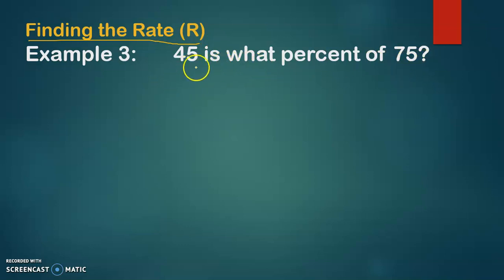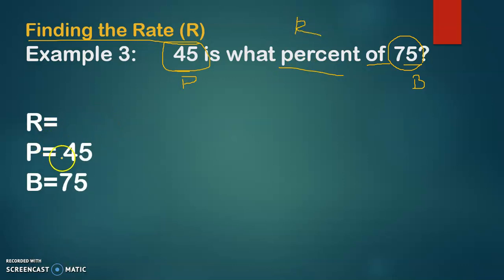Okay, 45 is what percent of 75? Tabi ng of, ano yan? That is base. Tabi ng is, that is percentage. Ang nawawala ay yung may percent word, so that is the rate. Okay, tingnan natin. So, percentage is 45, base is 75.